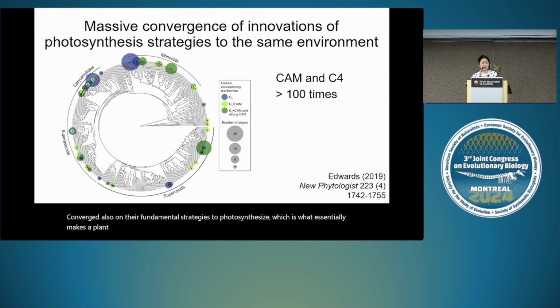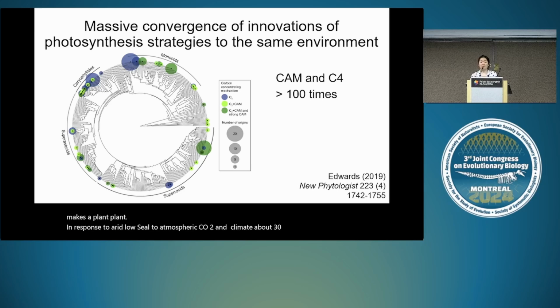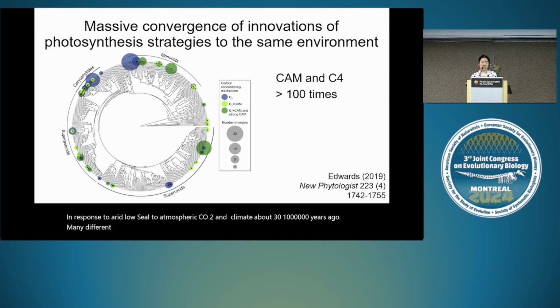In response to arid, hot climate and low atmospheric CO2 about 30 million years ago, many different plants evolved CAM or C4 photosynthesis, which is a way to adapt to this really harsh environment where photosynthesis gets repressed because photorespiration comes in.